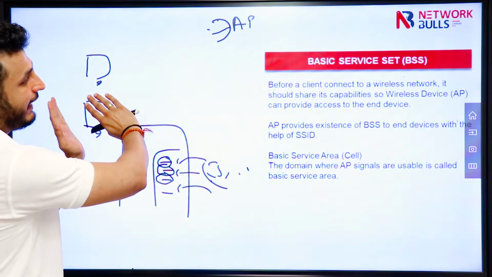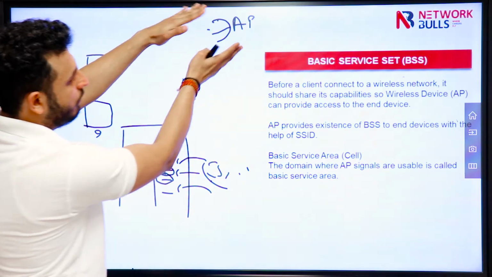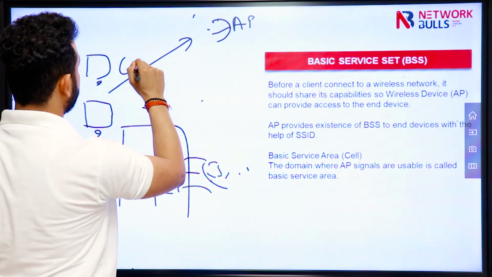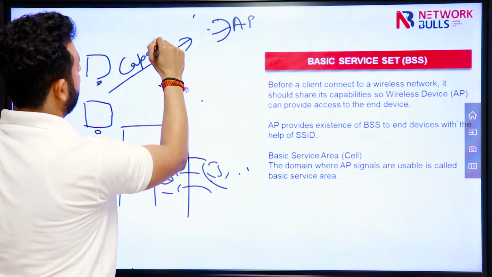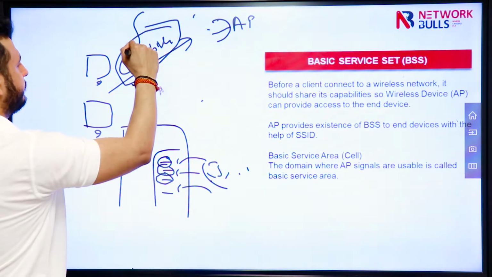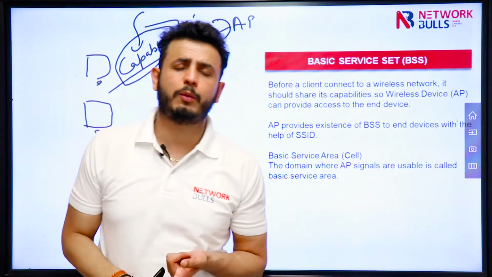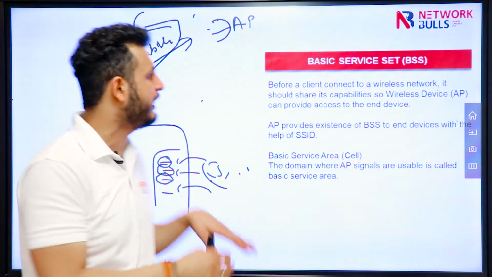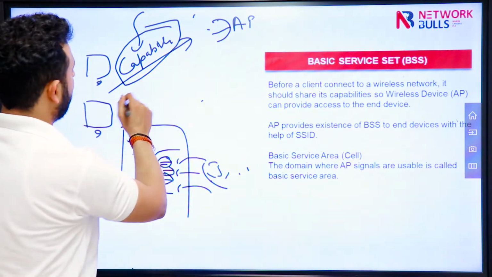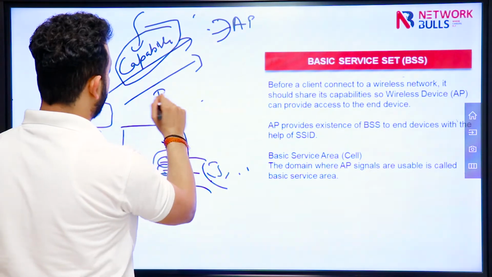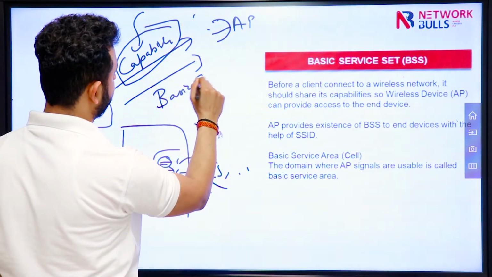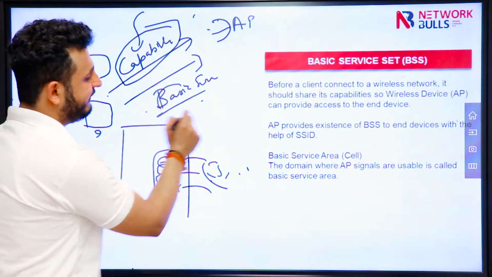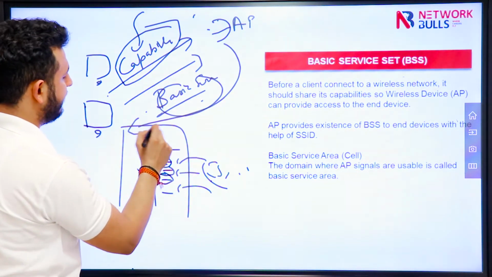Whenever any client wants to connect to the wireless network or to the AP, it will share its capability. Capability, you can say, is which IEEE standard it will use, on which frequency band it will listen, everything it will share with the AP. This particular capability sharing is called basic service set. Now the AP provides the existence of BSS to the end device with the help of SSID.